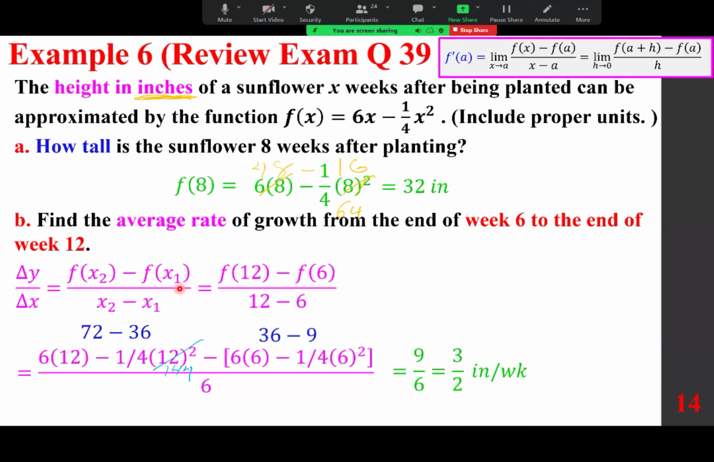f of x sub 2 minus f of x sub 1 is in inches. x sub 2 minus x sub 1 is in weeks. So 3/2 of an inch per week. So on the average from week 6 to week 12, this is the growth rate. It doesn't mean that it happens every week. One week may be more, one week may be less, but on the average, that's what happens.